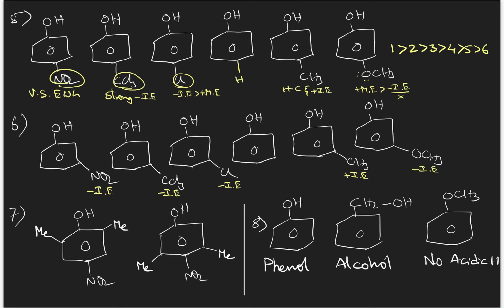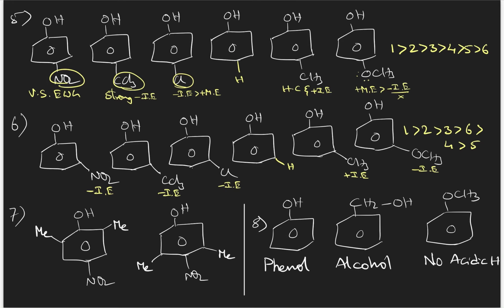So minus I effect group is better than plus I effect group, and having hydrogen is better than plus I. Therefore, the fifth compound will come last, and the second least will be the fourth compound. So the strongest will be 1, then 2, then 3, then sixth, then fourth, then fifth. This is the order.